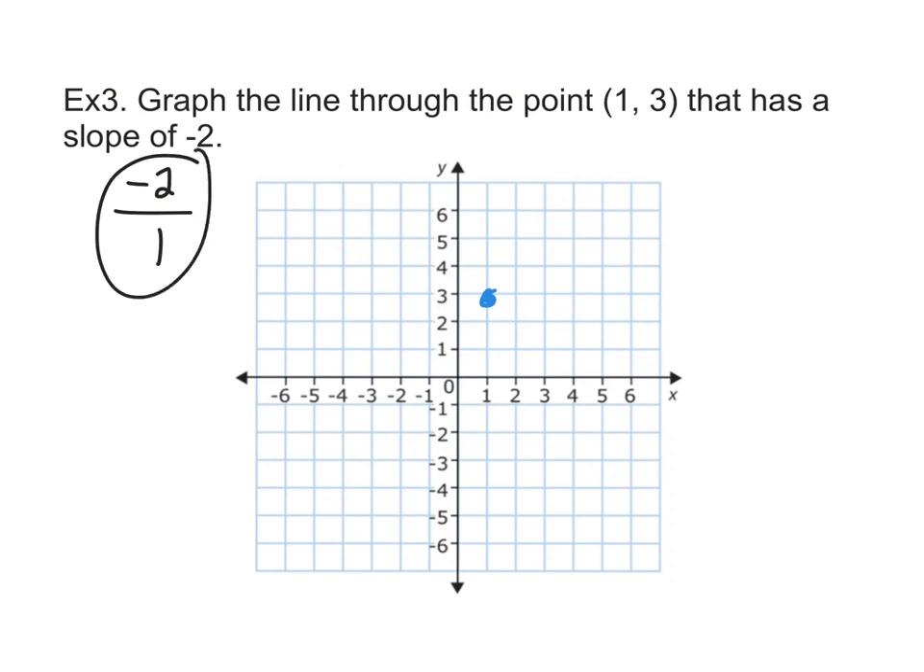So I'm going to go ahead and go down 2, right 1. Down 2, right 1, and put another dot. Again, just like stair steps. Down 2, right 1. You can do as many as you need to draw the graph of the line. There we go. The line goes through the point 1, 3, and it has a slope of negative 2.